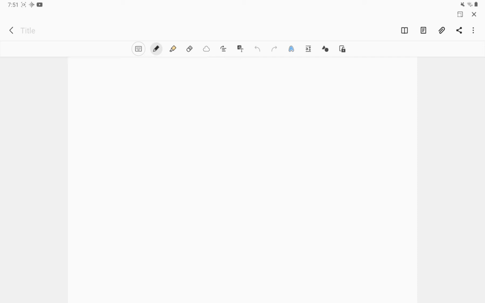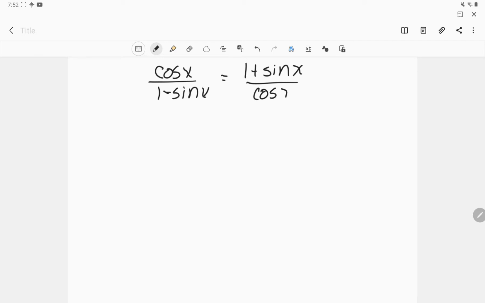But example 3 on page 260 had given us cos x over 1 minus sine x equals 1 plus sine x over cos x. We had already proven that it was true for 30 degrees, but in part C, we're going to skip B, in part C it says use an algebraic approach to prove the identity is true in general.